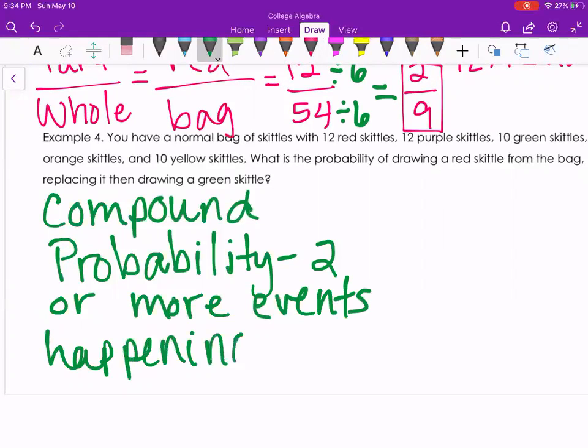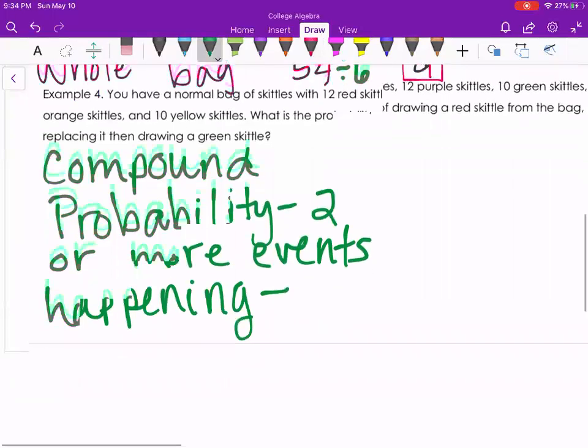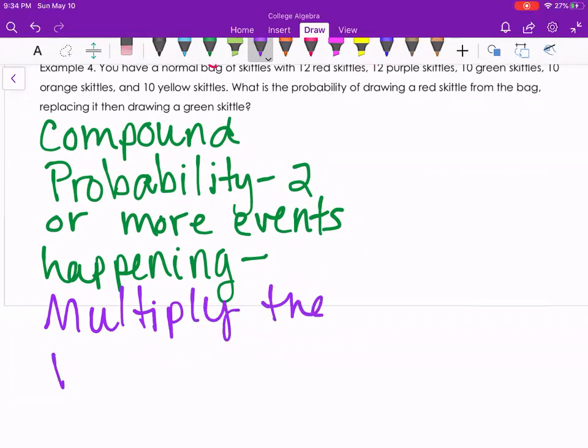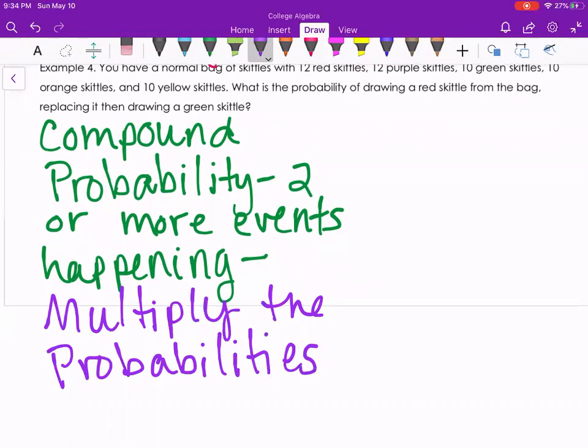Now, when we have these compound probabilities, once we know the probability of each event, we have to do one specific operation, and that is to multiply them. So multiply the probabilities. So let's see how this works in our last example.